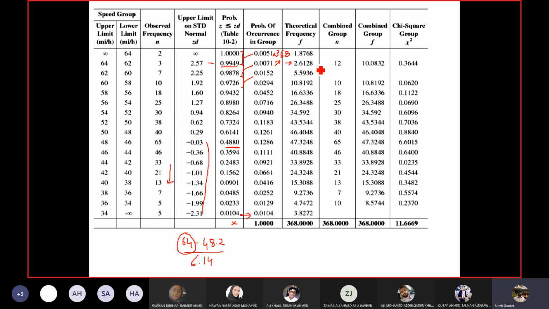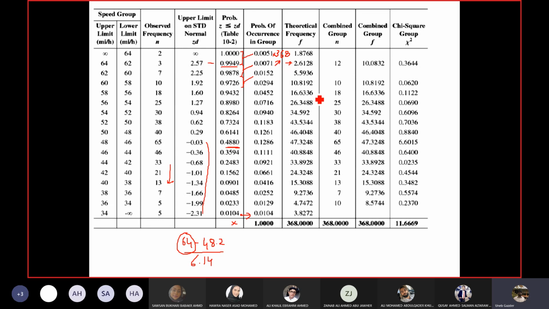Now you should be able to perform the chi-square test. After calculating the f values, you should be able to calculate the chi-square, because n and f both are there, and this is what we require for the chi-square. But before you go for the calculation of chi-square, you must check one thing. You need to check that no f value is below 5.